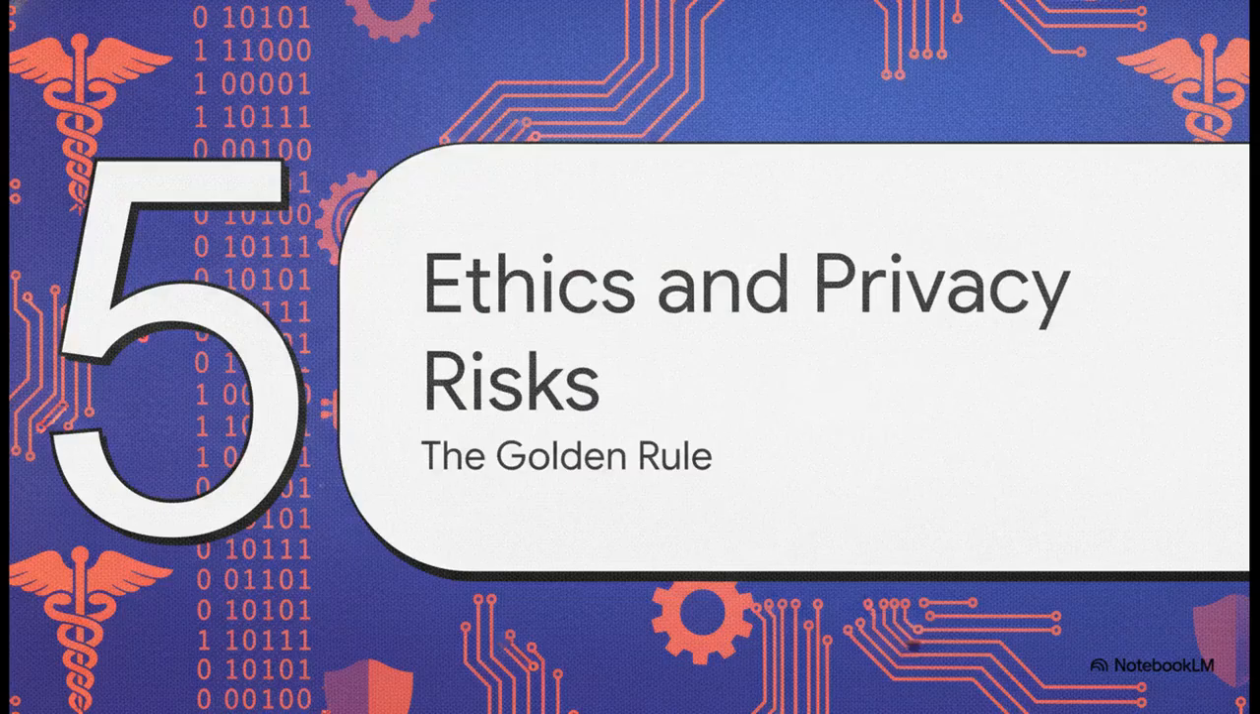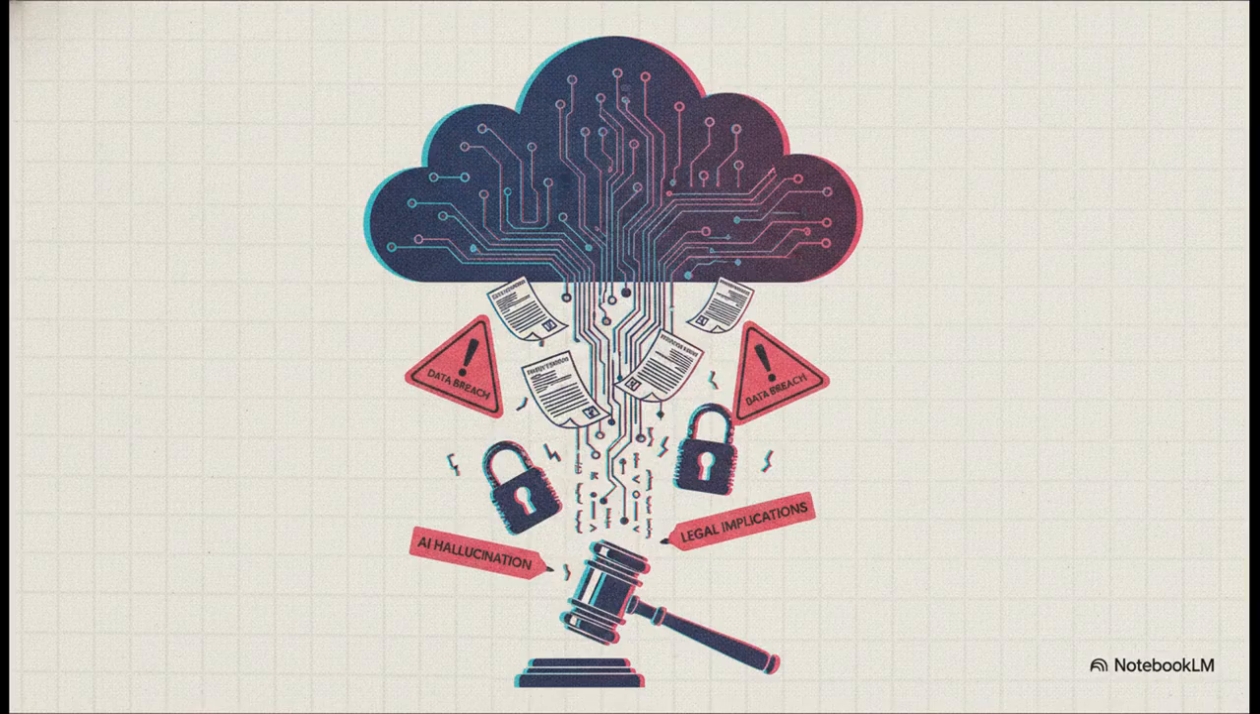Finally, Section 5, Ethics, Privacy, and Risks, the golden rule of medical AI. Now, we have to get serious for a second because all of this incredible power comes with immense responsibility. The absolute non-negotiable point here is this. Standard AI models like ChatGPT or Gemini are public cloud models. They are inherently insecure for private data, they hallucinate fake references, they might be trained on outdated medical guidelines, and most importantly, anything you put into a public AI model is potentially used to train that public model further.